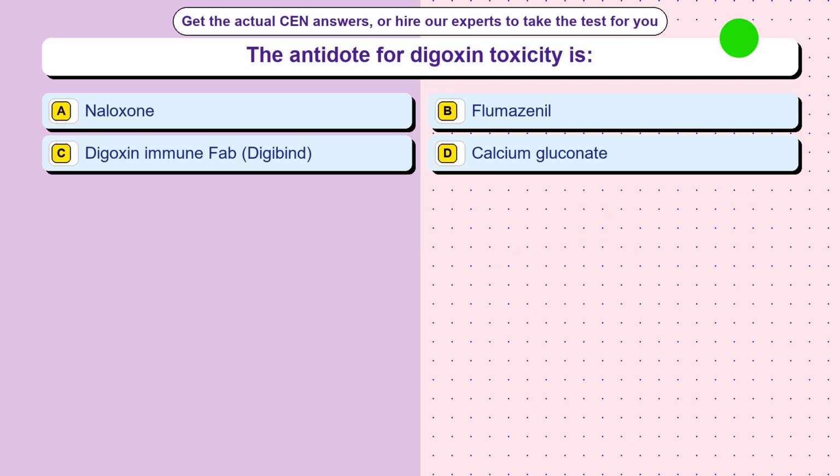Question 58. The antidote for digoxin toxicity is Option A, naloxone. Option B, flumazenol. Option C, digoxin immune fab, Digibind. Option D, calcium gluconate.